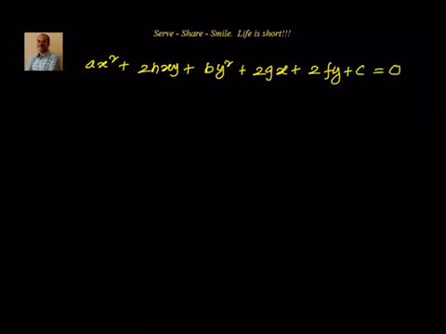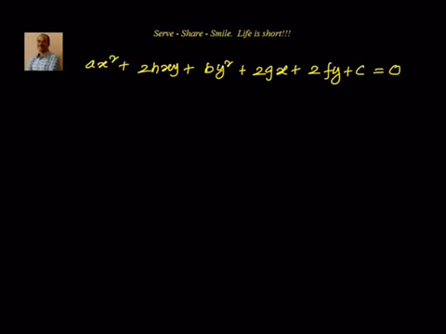Ax square plus 2hxy plus by square plus 2gx plus 2fy plus c is equal to 0 represents a pair of straight lines, which is nothing but a second degree non-homogeneous equation. This represents a pair of straight lines, whatever the conditions that need to be satisfied. Now we have to find out the point of intersection of the pair of straight lines.